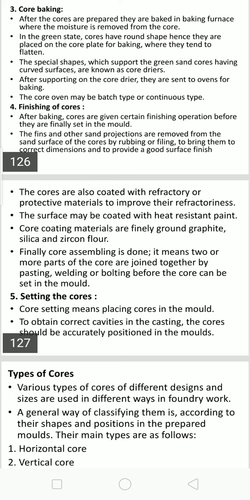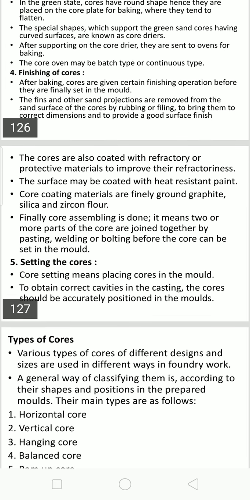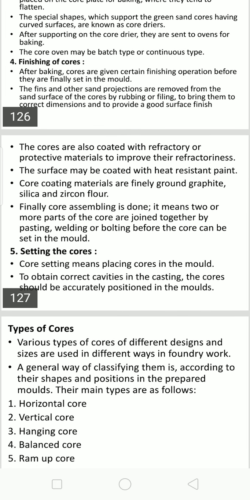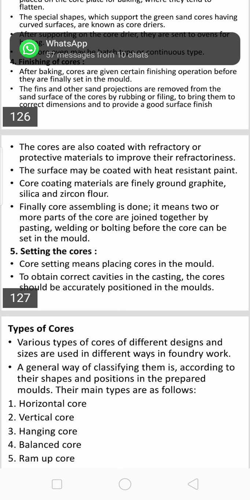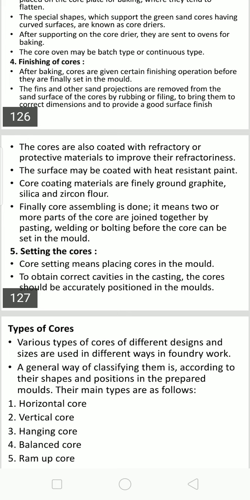Then core finishing. The operations performed after baking of cores to make them ready for use are called core finishing operations. Core finishing operations are cleaning, sizing, core assembly, and inspection. All of these come under core finishing operations.